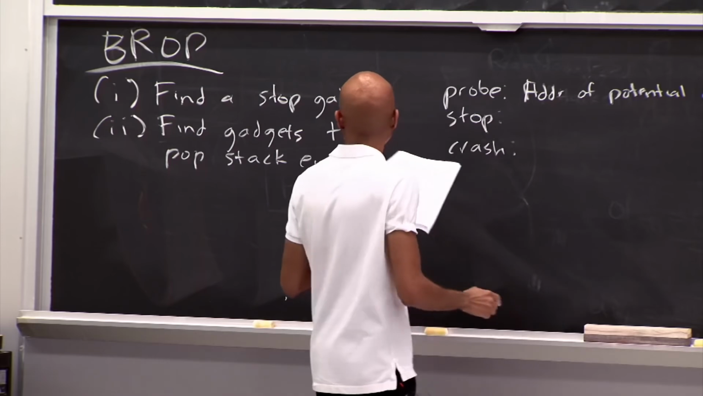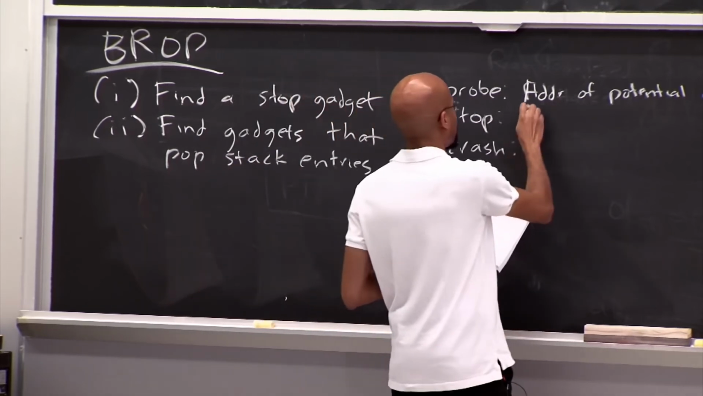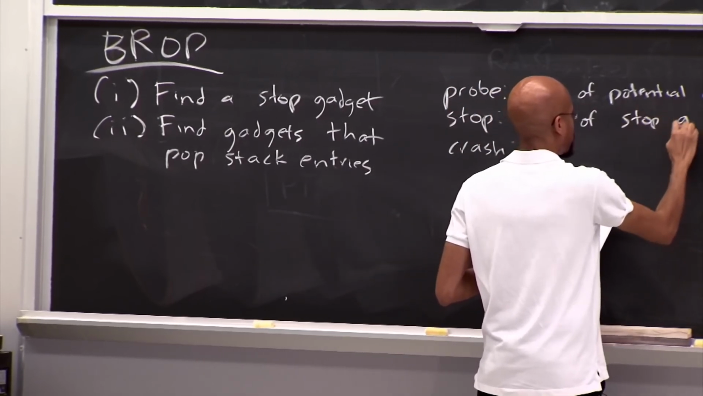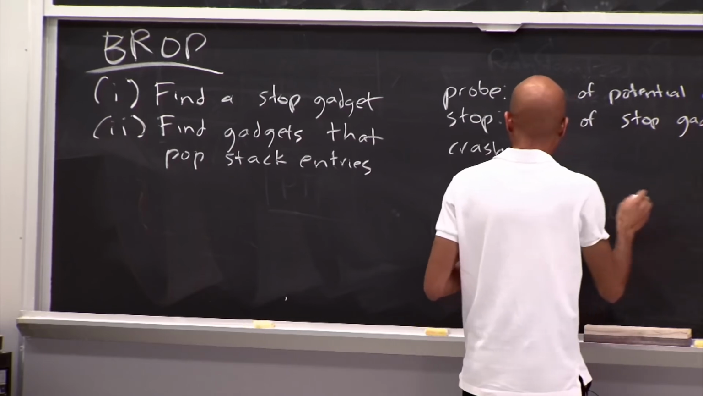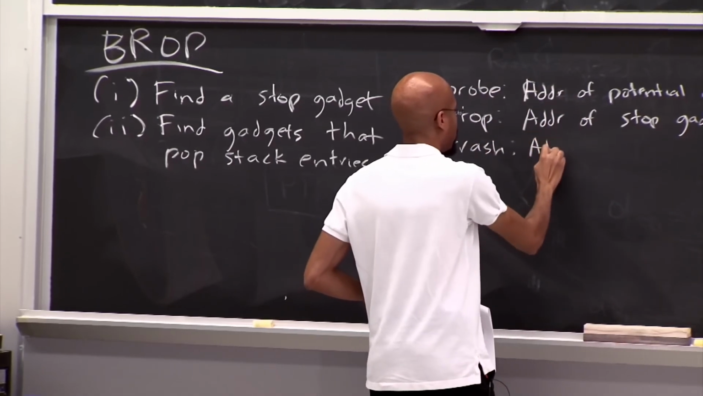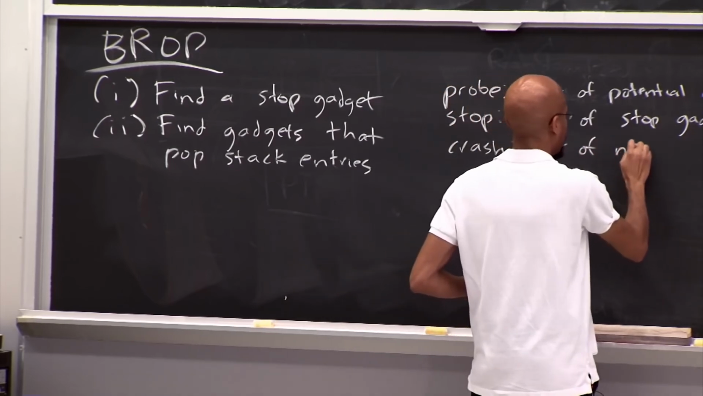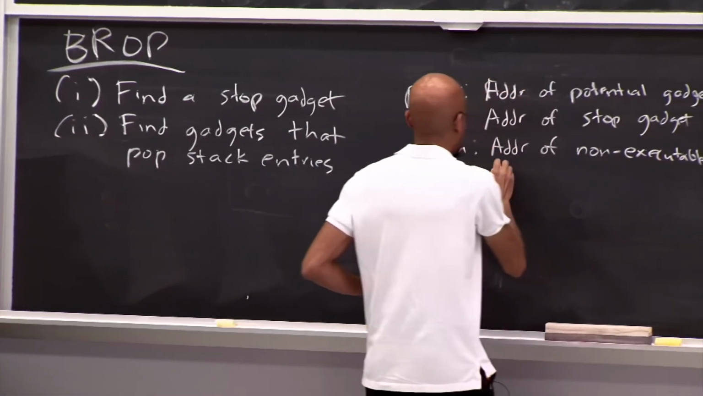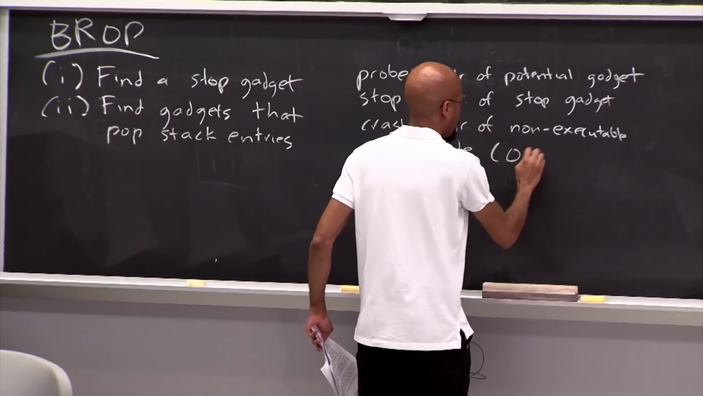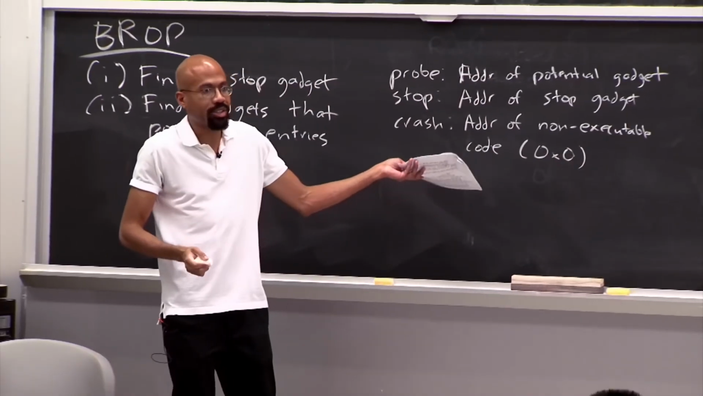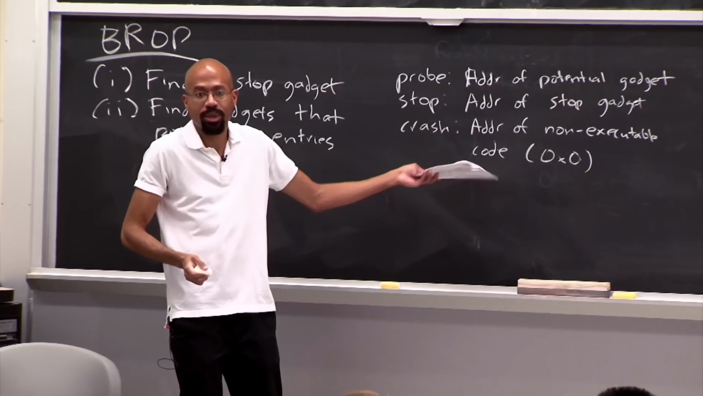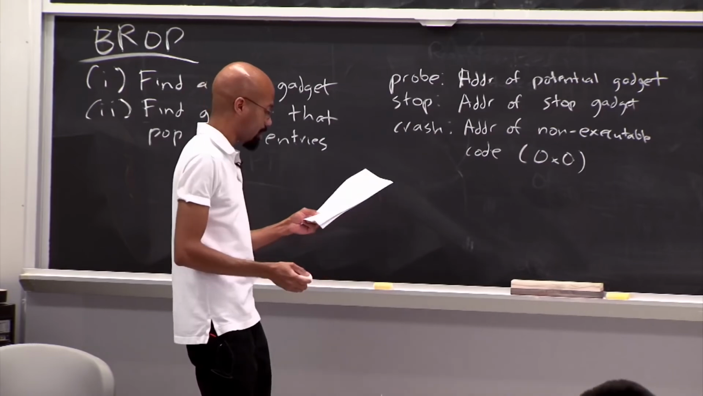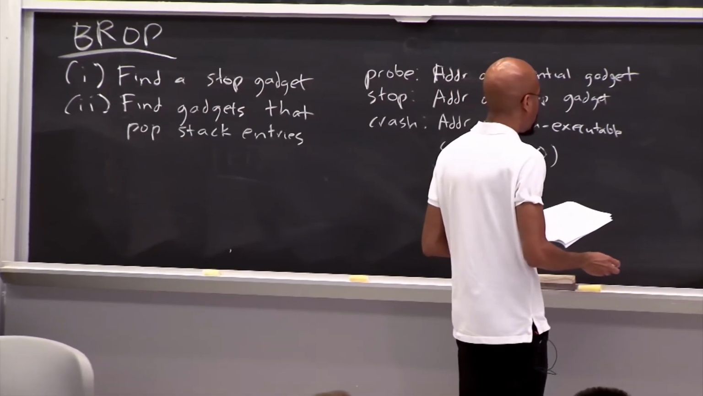This stop gadget is going to be what we found in step one. Right? So this is the address of the stop gadget. And then the crash gadget is just going to be the address of non-executable code. Right, and so for example, you could just set this to the address 0. Right, if you do a ret to this and then try to execute code there, this is going to crash your program. Right, so we can basically use these types of addresses to find out where these stack popping gadgets are. So here's a simple example.